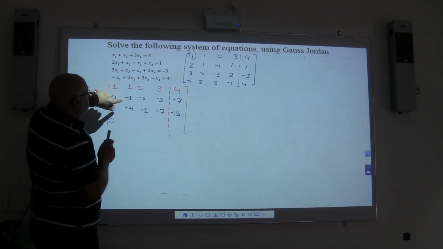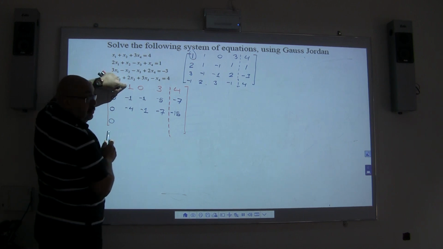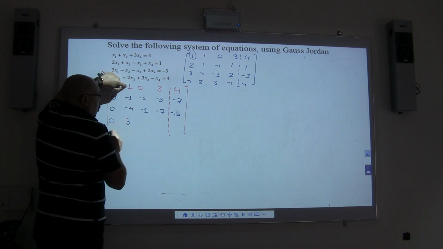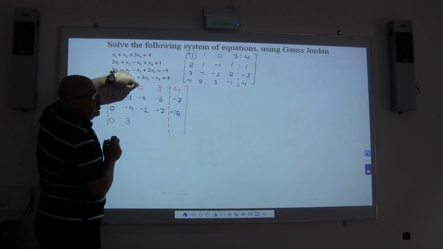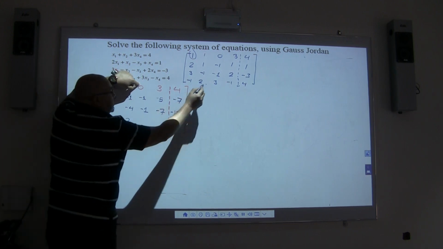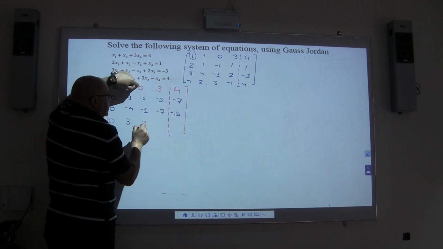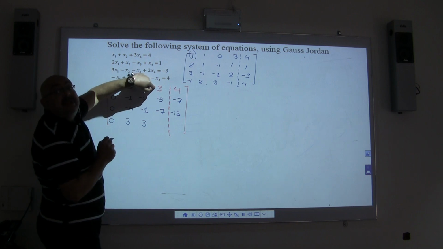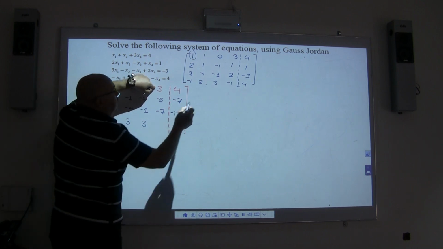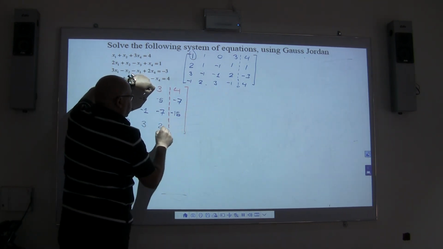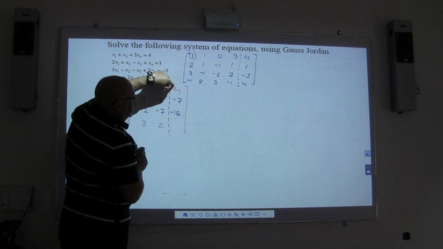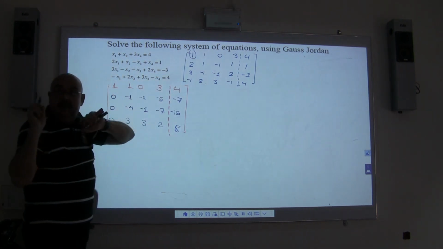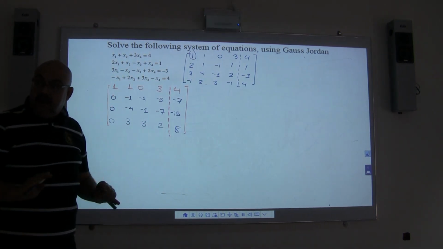1 times 1 is 1, plus 2, so it's going to be 3. 1 times 0 is 0, plus 3, so it's going to be 3. 1 times 3 is 3, plus -1, so the result will be 2. Once more, 1 times 4 equals 4, plus 4, so the result will be 8. Okay?